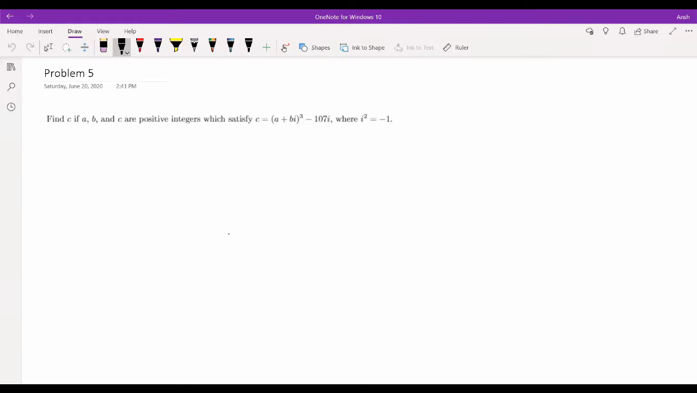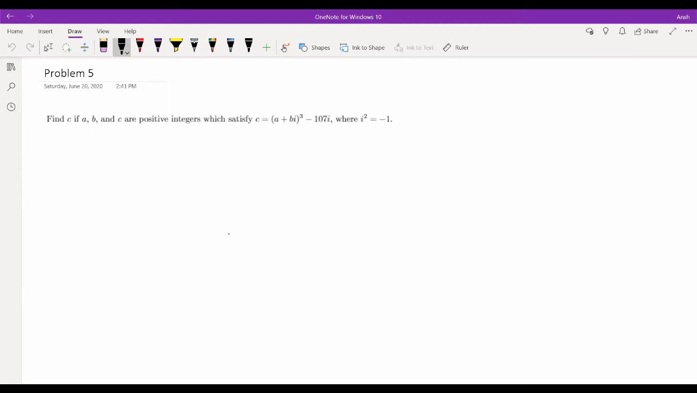So here we want to find c, if a and b and c are all positive integers which satisfy c is equal to (a plus bi) cubed minus 107i. And it gives us the definition of i. So, well, let's unpack this a bit. We know that c is a positive integer, which means that this complex number cubed minus 107i has to equal a positive real number, an integer.